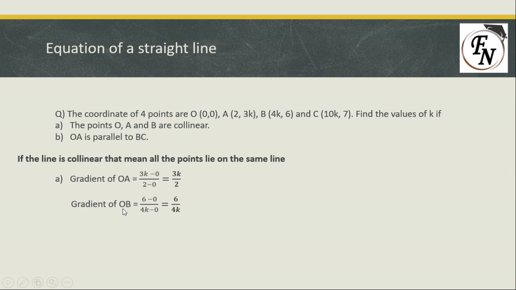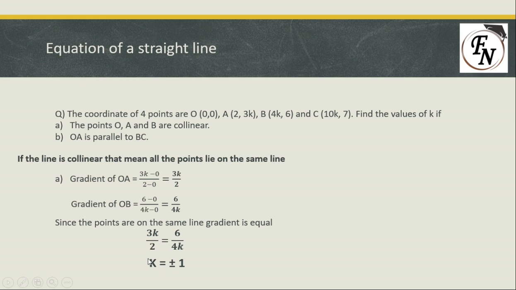And for the other one, OB, I have taken these two coordinates B and O. This is x1 and y1, and this is x2 and y2. And we have plugged into the formula y2 minus y1 over x2 minus x1, and we have got the fraction 6 over 4k. So as they are collinear, the gradients would be equal, and we can compare that 3k over 2 equals 6 over 4k, and we can cross multiply and get the answer as plus minus 1.